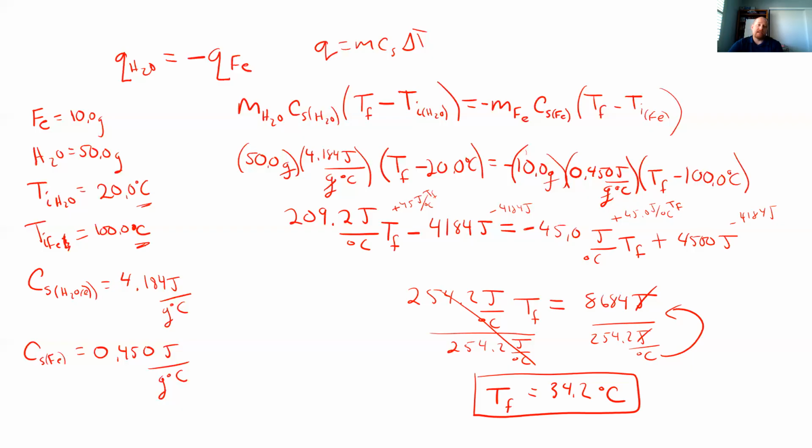Other questions could ask you to determine the specific heat of a substance. Specific heats are always positive values. You're never going to get a negative specific heat. So that's another thing to keep in mind as well. And so that really gives you a good solid example of how calorimetry can be used in a given experimental setting.